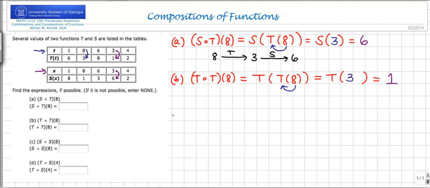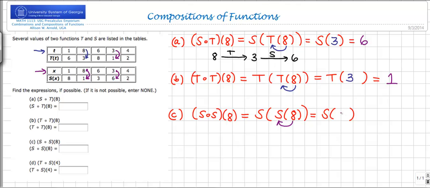Okay, so similarly, part C, s composed with s of 8 is defined as s of s of 8. And so I'm going to go to my s chart and I'm going to substitute 8 into s, which leads me to a value of 1. And then I'm going to basically start over and take the value of 1 and substitute it into s. So I find x equals 1, and I see that I actually get the value 8.